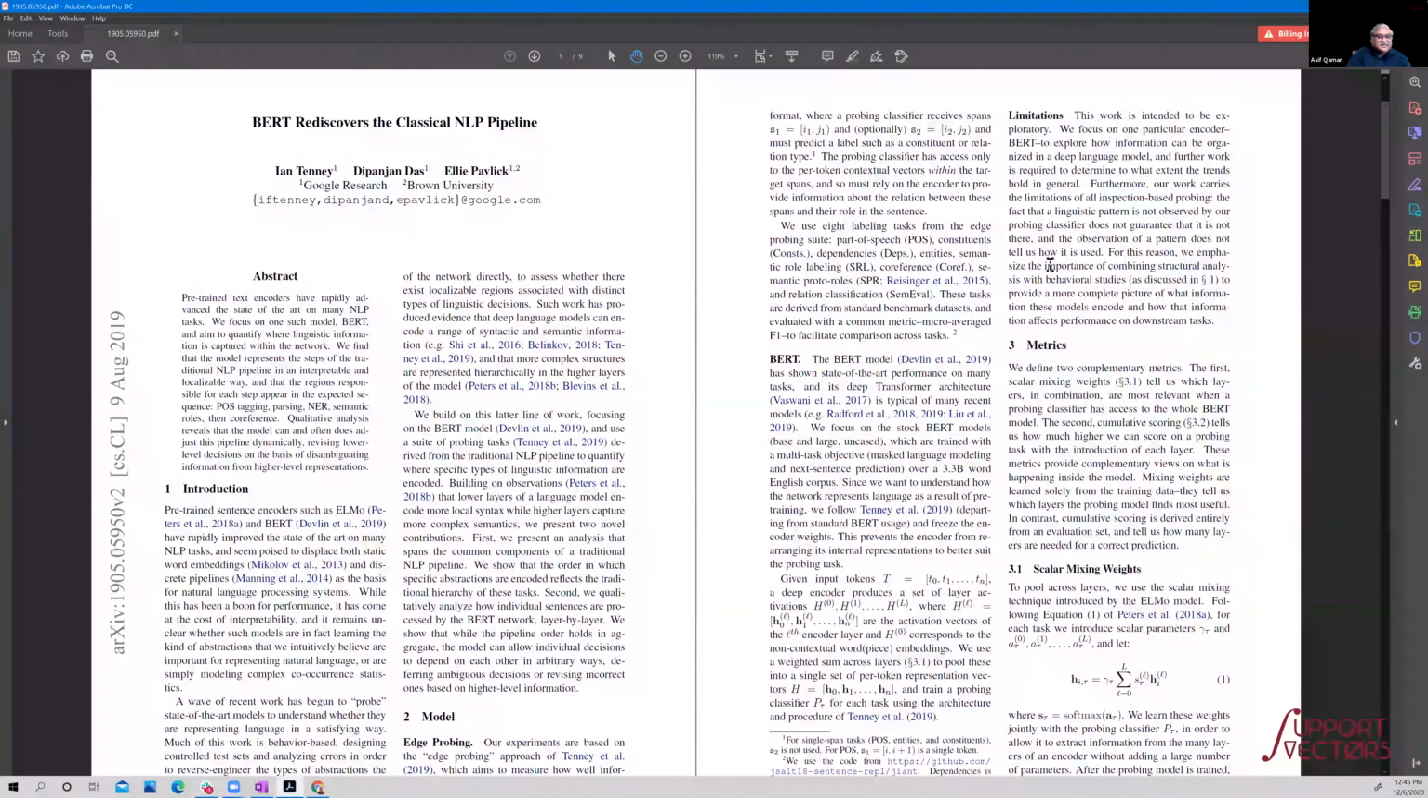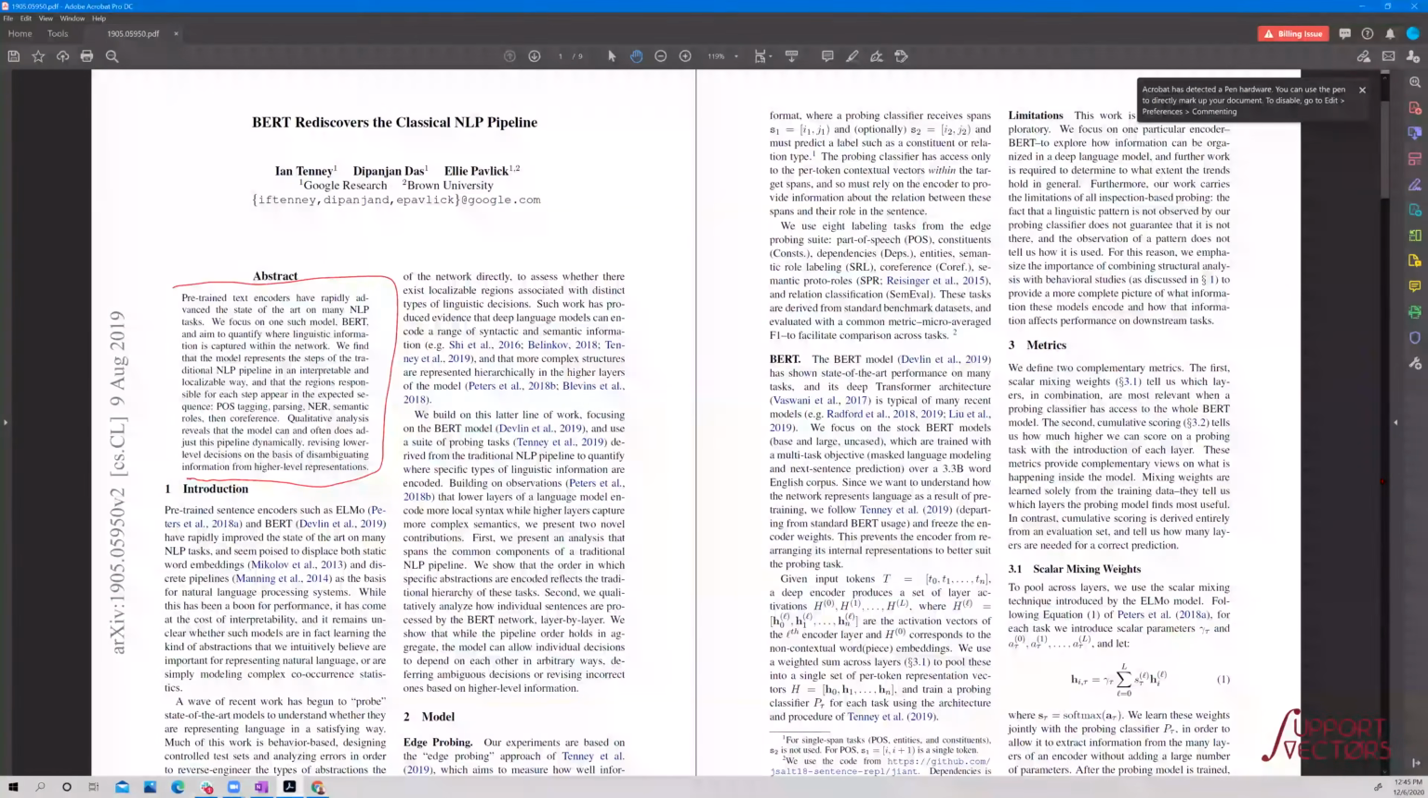So let us read this abstract. This abstract is actually the summary that says it very well. This is important. Let's read it. Pre-trained text encoders have rapidly advanced the state of the art on many NLP tasks. What are we talking about? Pre-trained text encoders. Transformers, right? Transformers also act as pre-trained text encoders. BERT, for example, is only the encoder part of the transformer, isn't it?